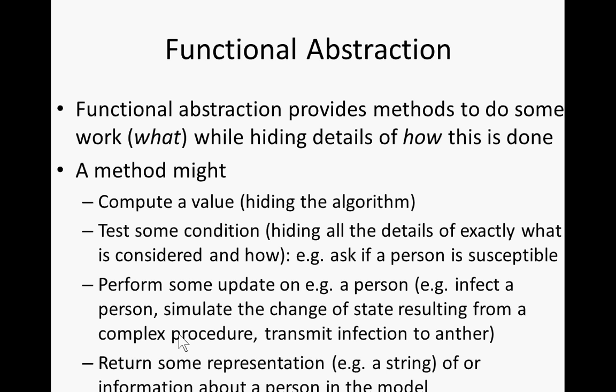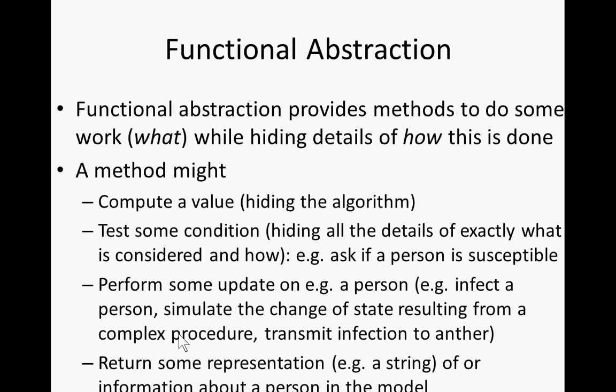Okay, what job might another method do? It might perform an update on a person. For example, infect them, simulate a change of state resulting from a complex procedure, or transmit infection to another. It might also connect them to a different person or change their location. Finally, it might return a representation, for example, a string that gives information about their name or their history or what have you.